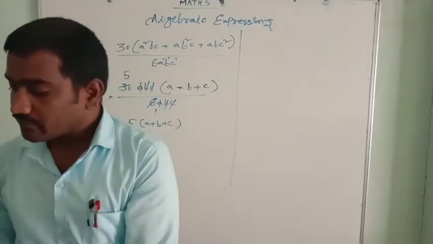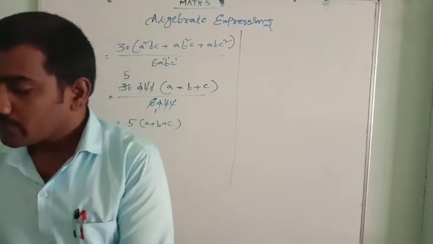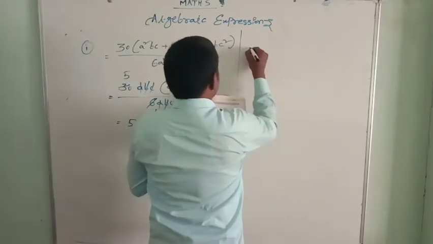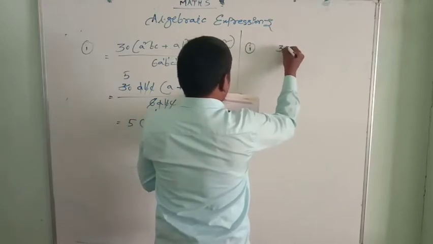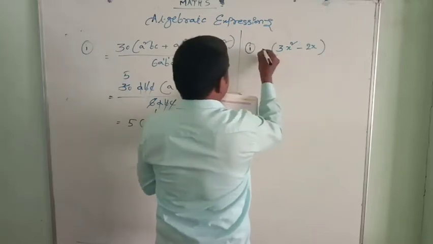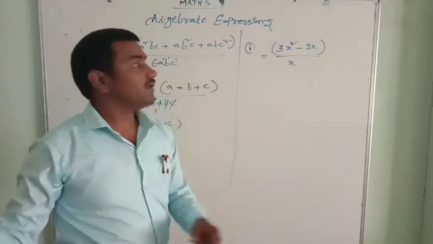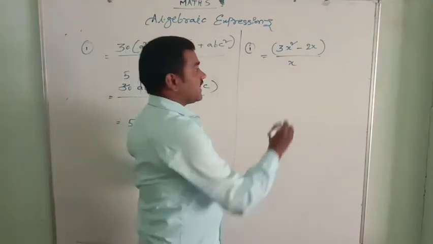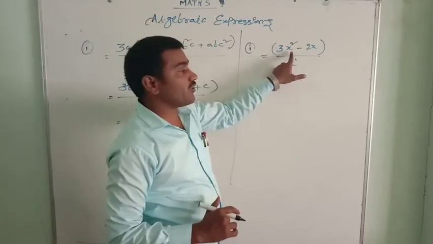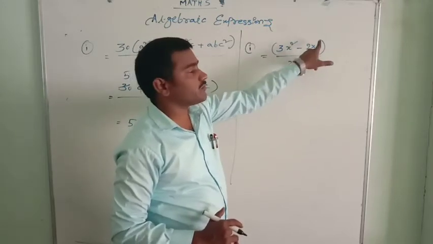Now let me tell you one more example to help you understand in a better way. Here is one simple question: 3x square minus 2x is divided by x. Simple. Here in the denominator there is 1x. In the numerator there is a binomial. In the binomial, in the first term x to the power of 2 is there, and here x to the power of 1 is there.